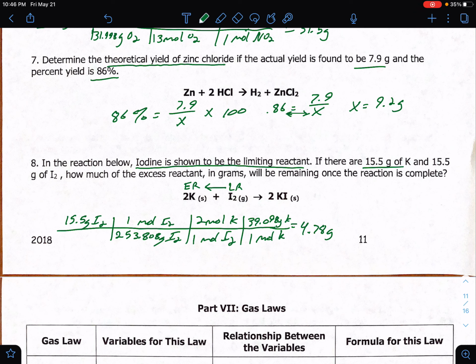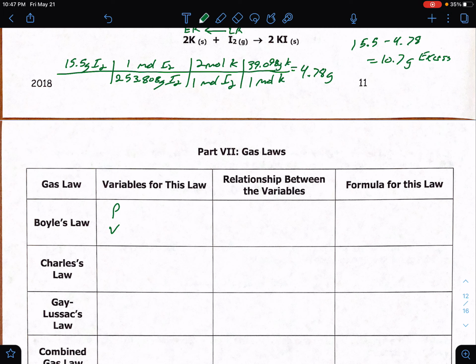Okay, so now we're actually going to move on to the gas laws. This might shake some rust off. We're going to write up the equations, just the gist of what you need to know. So Boyle's law, the variables are pressure and volume. These are an indirect relationship. Indirect means if one goes up, the other one goes down. So if pressure goes up, volume goes down. The equation for that is P1 times V1 equals P2 times V2.